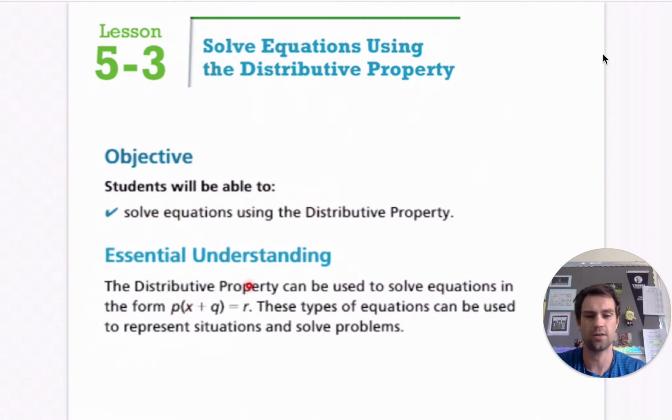This text here: the distributive property can be used to solve equations in the form p times the quantity of x plus q equals r. You don't need to memorize this. I honestly don't understand why the text added this in here. I think it makes it a little bit more confusing. Let's look at some examples on how we will be distributing this p into the quantity here. That is the main idea for today.